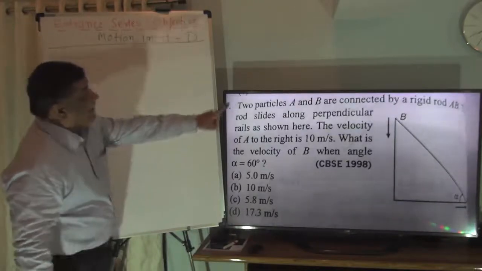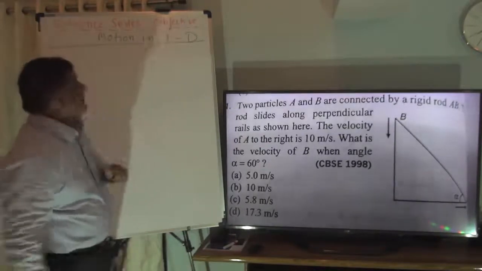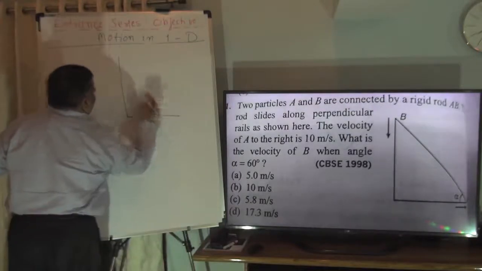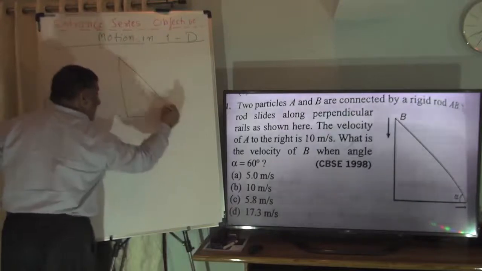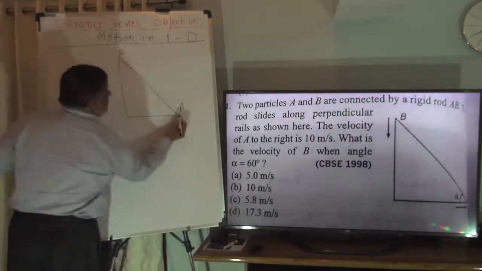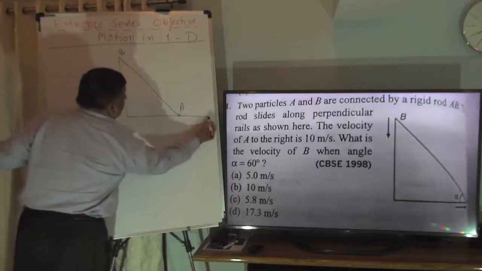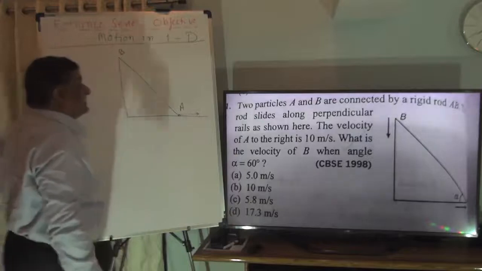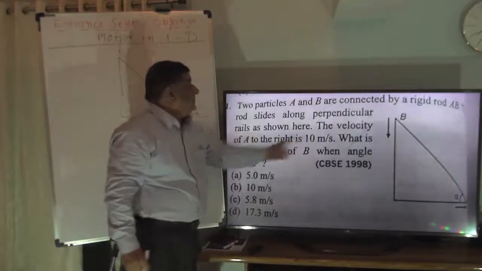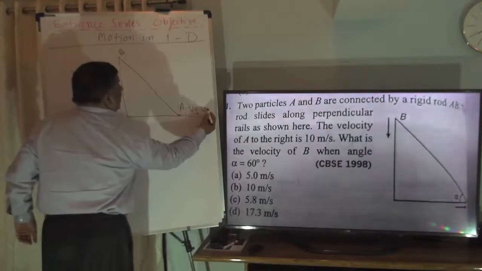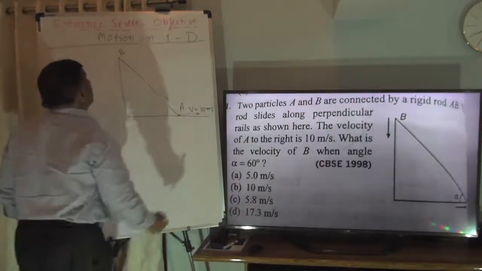Okay, A and B, that is a rigid rod. This is A, this is B. The particle A is moving in this direction and it has got velocity 10 meter per second. This V is equal to 10 meter per second.